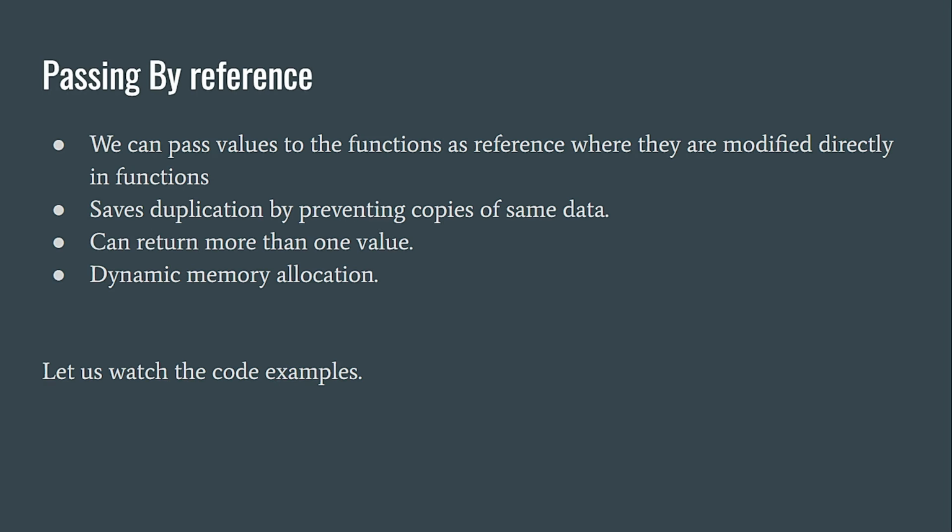Now the applications. The applications are very simple. We can do passing by reference, and pass values to functions as references, so they are modified directly in the functions. It saves duplication of the same data, can return more than one value, and allows dynamic memory allocation. So we can do these things with pointers. This was pretty much it. Let us see an example where we pass to the function and it is modified directly.